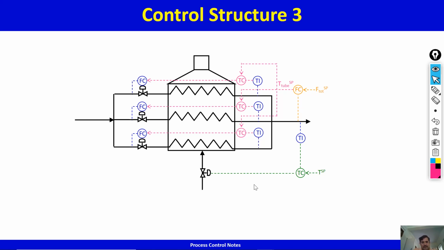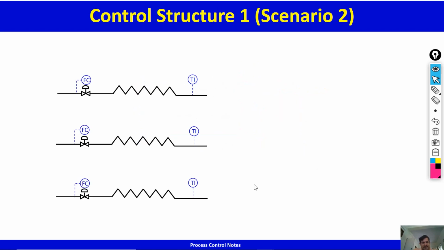For this case, we've got control structure 1, and it is slightly complicated, so let me try and explain it to you. So I'm showing these 3 passes. You got each of the flow controllers. The key point is, if you want T1, T2 and T3 to be the same, to be equal, what that means is T1 minus T2 is equal to 0 and T2 minus T3 is equal to 0.